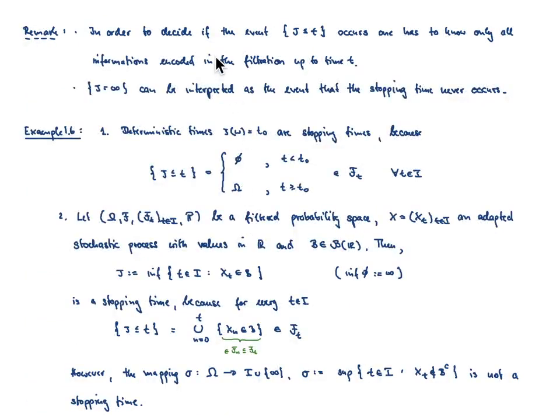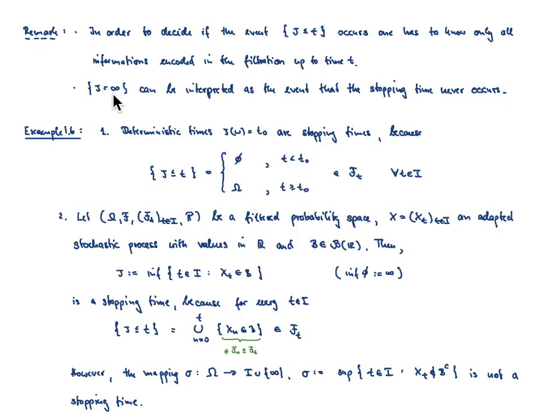So in order to decide if the event occurs, we only need the information up to that time point t. We do not have to look into the future. And another thing is the event tau equal to infinity can be interpreted as the event that the stopping time never occurs.